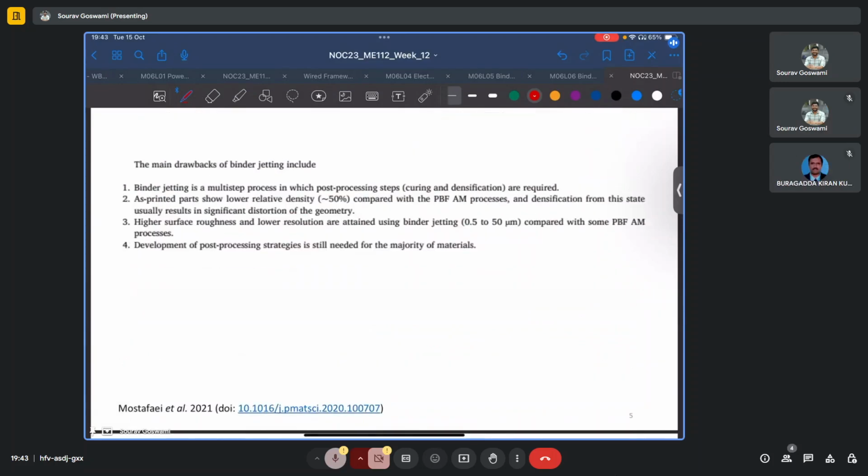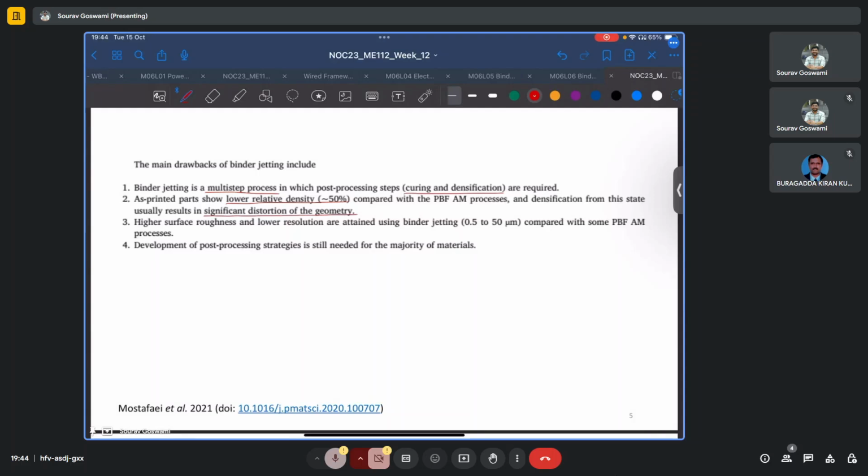The main drawbacks of binder jetting process are also listed here. One being that it is a multi-step process in which post-processing steps such as curing and densification are required, as we just saw. The as-printed parts from binder jetting show lower relative density, approximately 50%, and densification from this state usually results in significant distortion of the geometry.